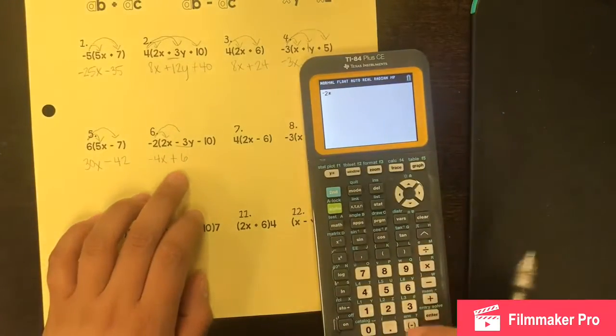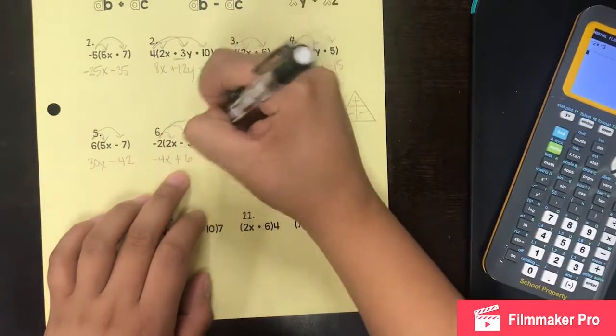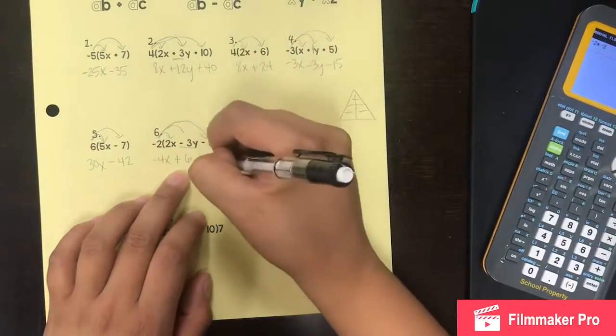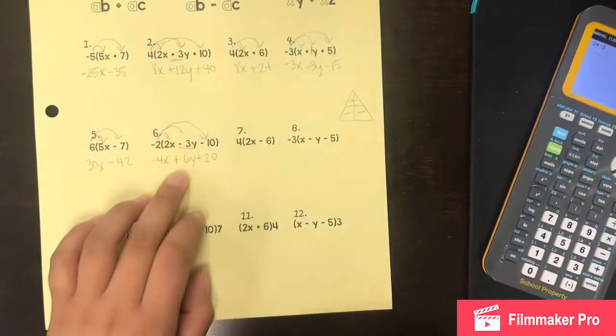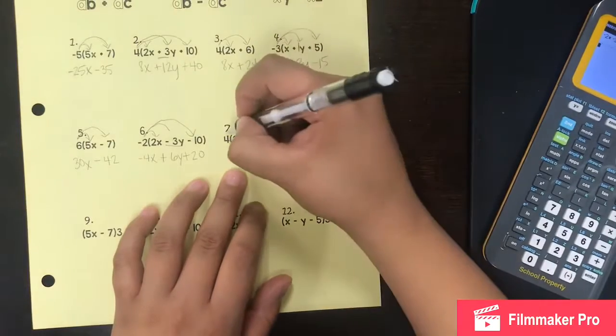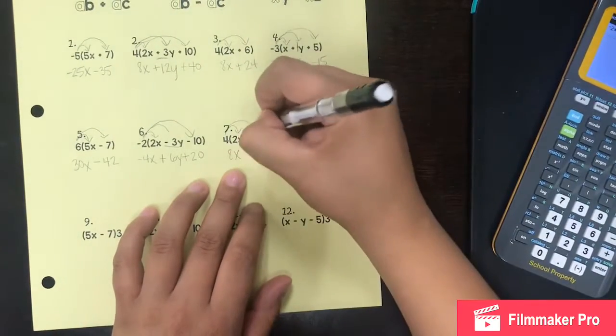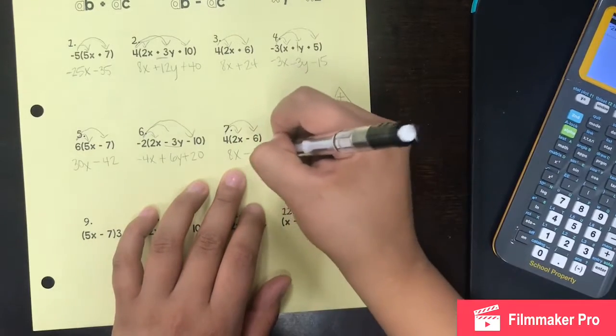Negative 2 times negative 3 is positive 6. Negative 2 times negative 10, positive 20. Oh, I forgot my y on there. If you caught that, good for you. Number 7, distribute the 4. 4 times 2x is 8x. And 4 times negative 6 is negative 24.